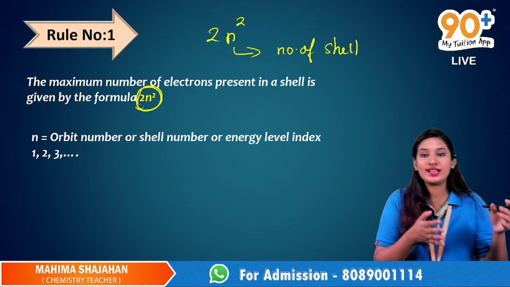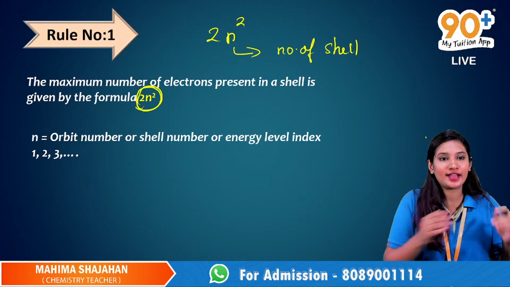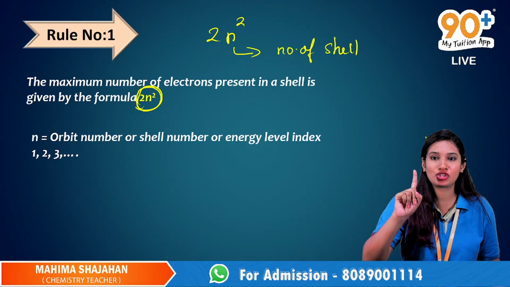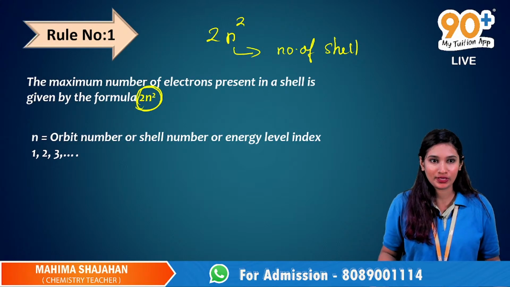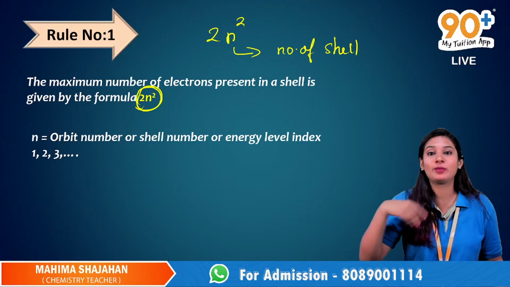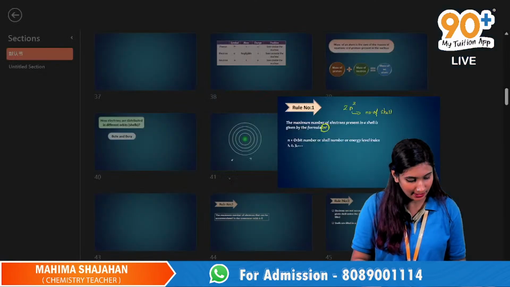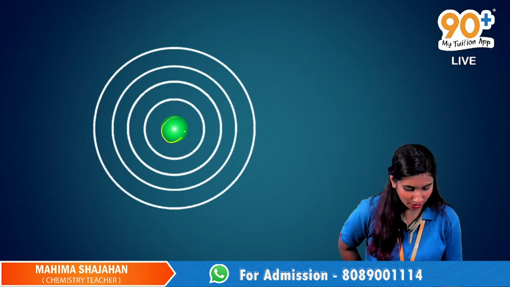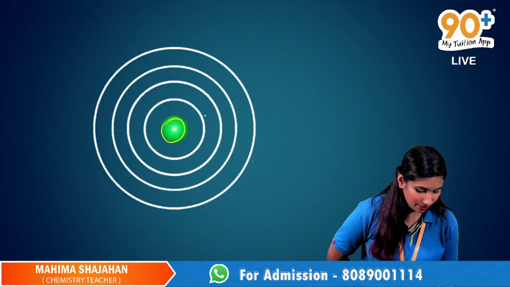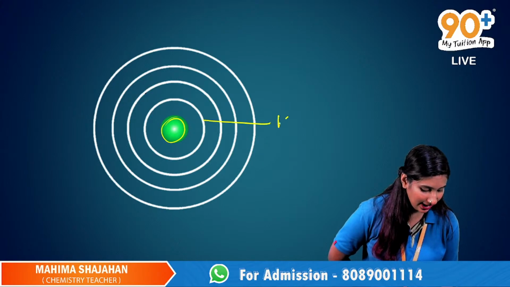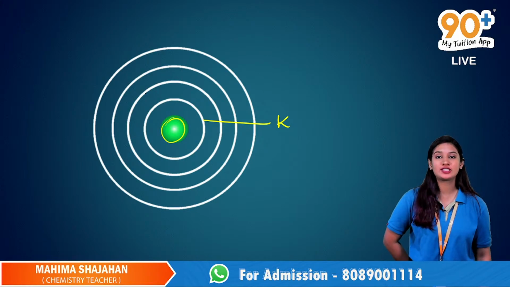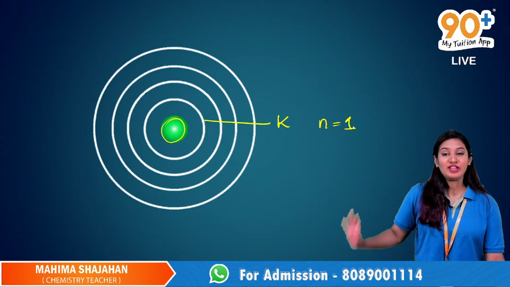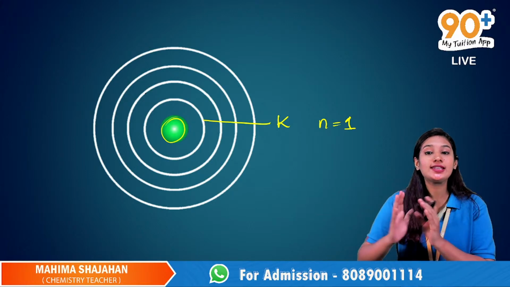We name some shells, right? K, L, M, N shells. So if it is the K shell, it is the first shell, so n will become 1. The next shell, which is the L shell, n will become 2. Let's see that in detail. So this was Bohr's model. In the middle, you've got a nucleus, and this is our first shell, which is the K shell, right?